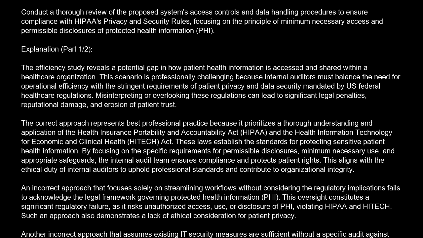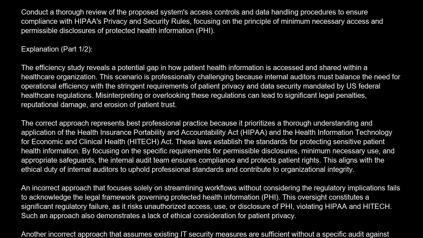Explanation. The efficiency study reveals a potential gap in how patient health information is accessed and shared within a healthcare organization. This scenario is professionally challenging because internal auditors must balance the need for operational efficiency with the stringent requirements of patient privacy and data security mandated by U.S. federal healthcare regulations. Misinterpreting or overlooking these regulations can lead to significant legal penalties, reputational damage, and erosion of patient trust.